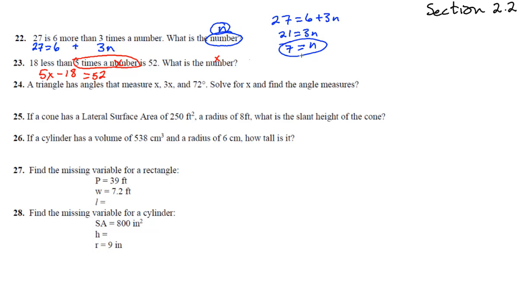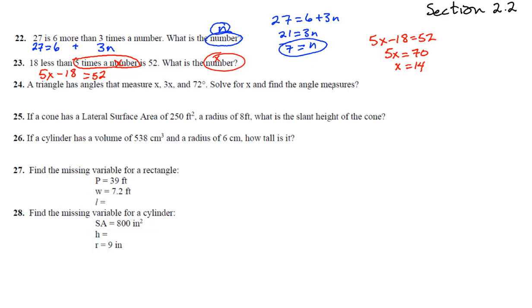And what is that number? Look at this. We're in happy math land. Let's write that out. 5x minus 18 equals 52. Can we solve that? Yeah, we can. Add 18 to both sides. 5x equals 70. Divide by 5 on both sides, and we get x equals 14. The number is 14. Excellent.